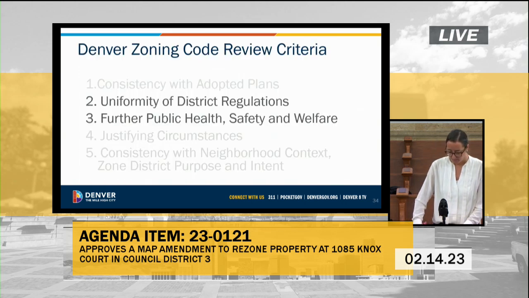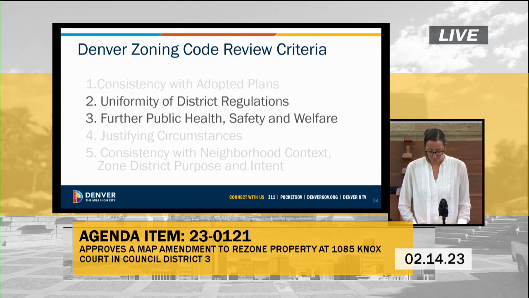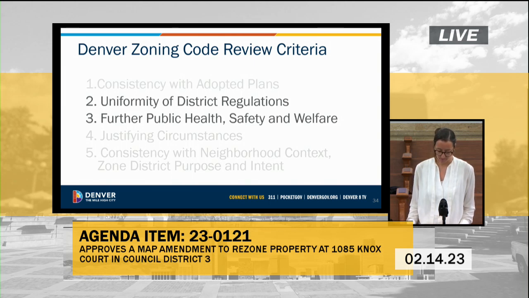Now moving on to criteria 2 and 3, staff also finds that the requested rezoning meets the next two criteria. The rezoning will result in uniformity of district regulations, and it will further the public health, safety, and welfare, primarily through its implementation of adopted land use plans. The proposed rezoning would also facilitate increased housing density near services and amenities and promote walkable urban neighborhood within walking distance to public transit.